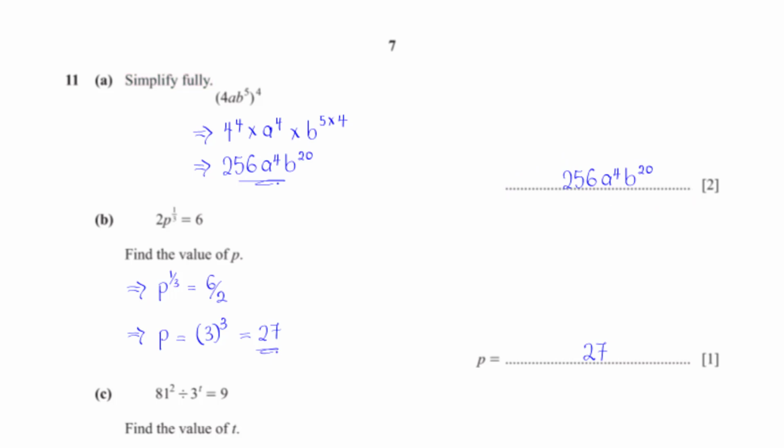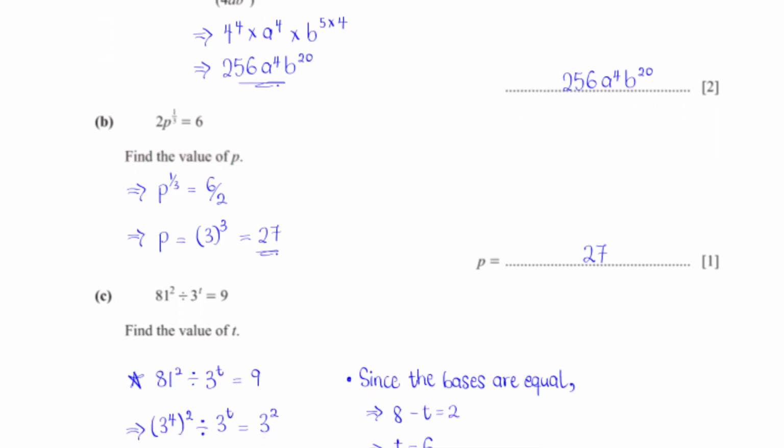(2p)^(1/3) = 6. Find the value of p. And so if 2 is multiplying on one side of the equation, it goes to divide 6 on the other side of the equation. When we cube both sides of the equation, we are left with p equals 3 cubed. 3 cubed is equal to 27, and so our final answer is p equals 27.